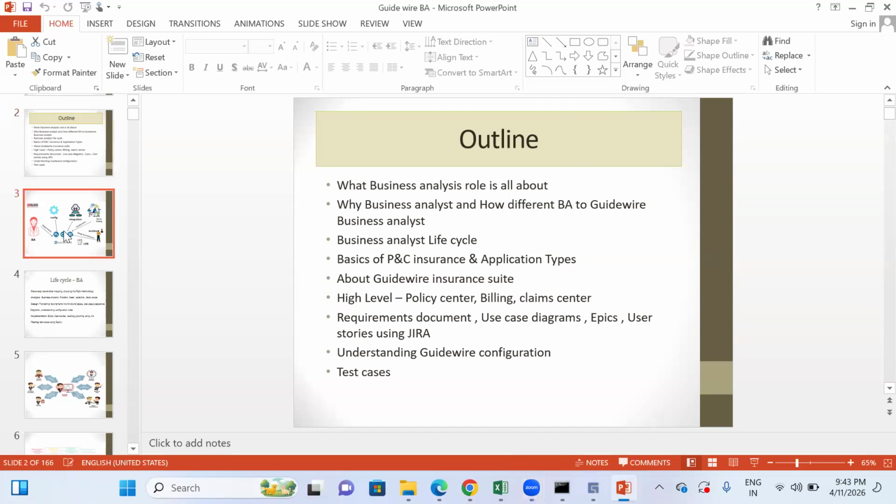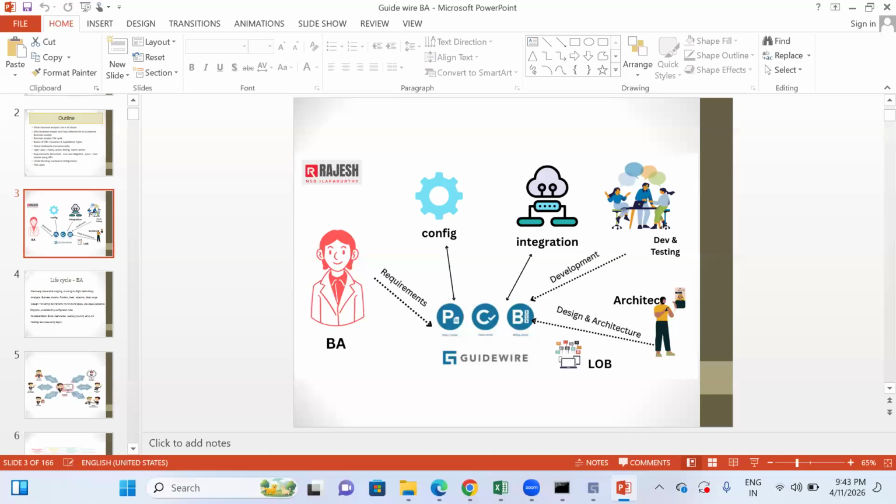And we'll be covering all three modules, right? Policy Center, Billing Center, Claim Center. Usually it's all three modules: policy, billing, and claims. Because we must know about the flow process. That is the major learning in Guidewire.